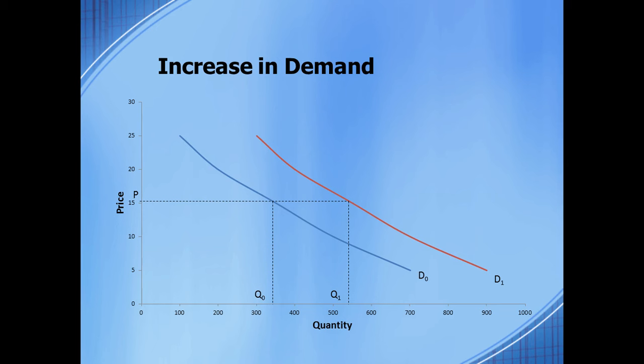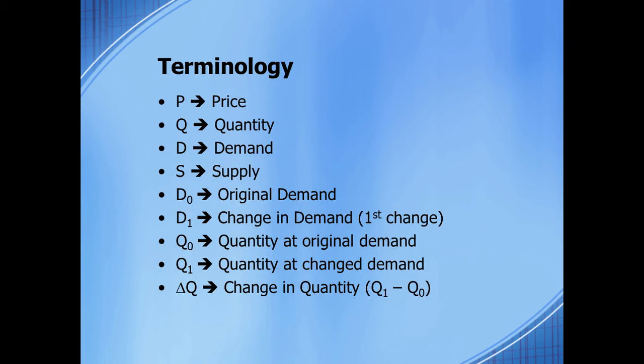It's worth getting our head around the terminology, and it's very important that when we draw graphs and curves, we label them correctly. So we have P for price, Q for quantity, D for demand, S for supply, and then D0, the original, D1, change in demand, first change. If you were to do more, you'd have D2, D3, D4 for example. Q0 for the original quantity, Q1 for the first change, which again could change. And then you have delta Q, for the change in quantity.